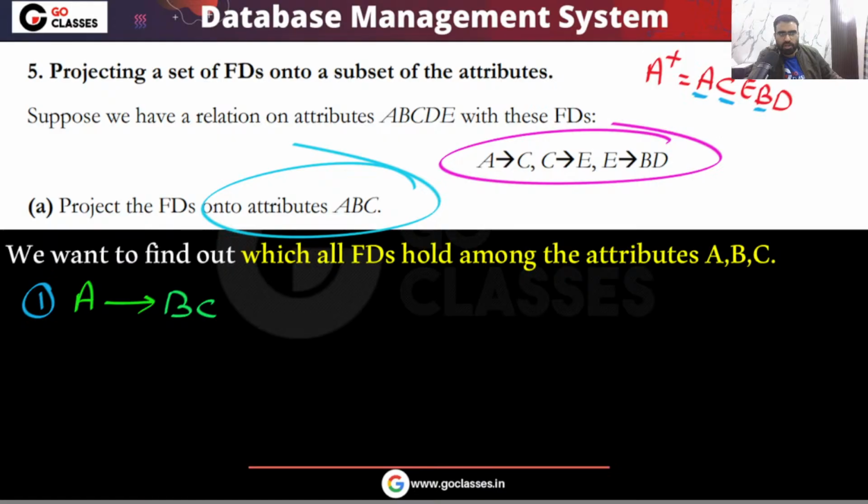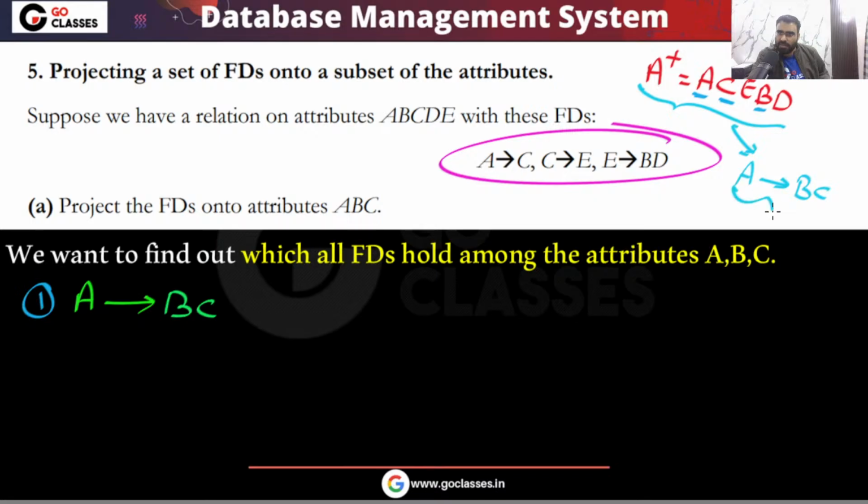Remember, our focus is only on ABC. So you can see that A can determine BC. Very simple. So you can see this functional dependency holds among these attributes ABC. Then we will find out what B can derive. Can B derive A comma C? Again, we will find B plus. In this set of functional dependencies, if you find B plus, that will be B only. So B cannot derive A or C. So you can forget about B. B cannot derive anything.